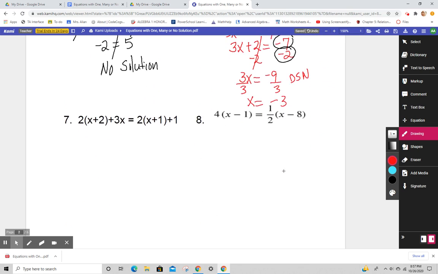Okay, let's go to number 7. We've got to simplify this. We've got to solve it first. So multiply 2 times x, we get 2x. Distribute the 2 to the 2, we'll get 4.